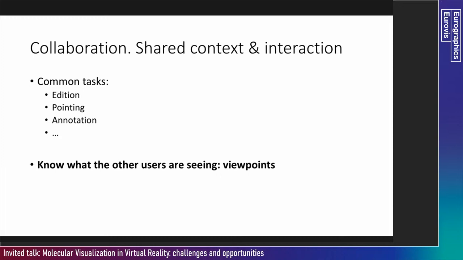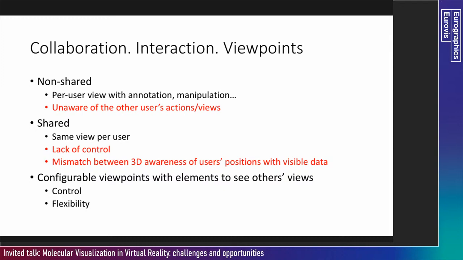Concerning the interaction, it could be non-shared. I mean, we could have a different viewpoint for each user with their own annotation and manipulation. However, this makes us unaware of the other users' actions and views. We can share the same view for all the users. However, this provides a lack of control, and it may also cause a mismatch between the 3D awareness of the user's position and what I think he or she should or could be looking at, because I see where they are with their head avatar, for instance. A better way, the best of all worlds, is having configurable viewpoints that let you switch views from one to the other. This offers both control and flexibility.